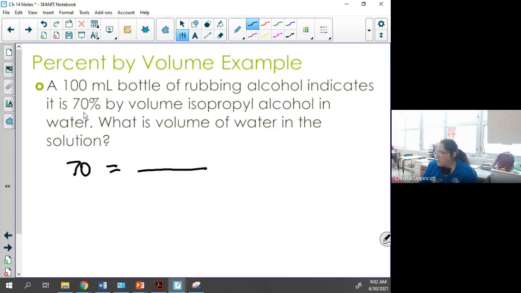Wait, how would you take it? To take something out of percent form, you just divide by 100. Because to get it into percent form, you multiply by 100. Oh, okay. And then we've got 100 milliliters on the bottom. So this is going to tell us the amount of water on top here. No, that's going to tell us the amount of alcohol.